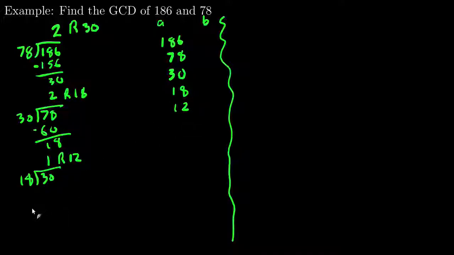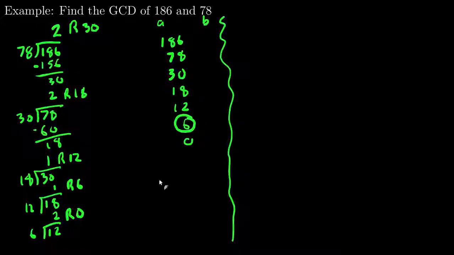So now I'll do 18 divided by 12. 12 goes into 18 one time. I will have 6 left over. And now I will do 12 divided by 6. That goes in there 2 times, remainder 0. And so the last integer before 0 is our greatest common divisor.